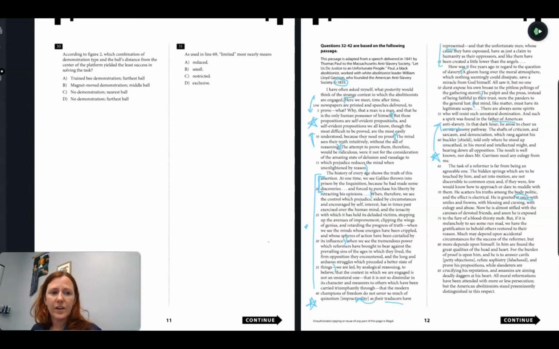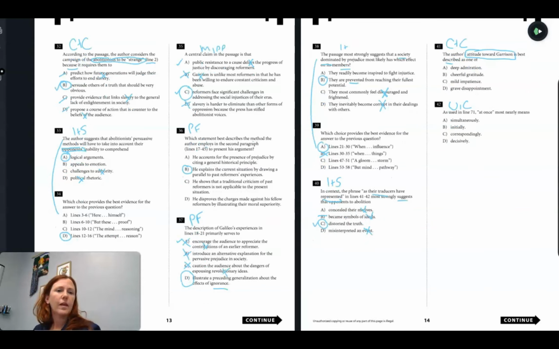So, intellectual, he stood up unscathed, all these people were against him, but he seems like a pretty solid guy. So deep admiration, that could be good. Gratitude, he might be thankful for him, but it seems more like he's just really praising him, so I'm going to get rid of that one. Mild impatience is negative, and we know he feels positively about him. Disappointment, again, is negative, and so this has to be A.